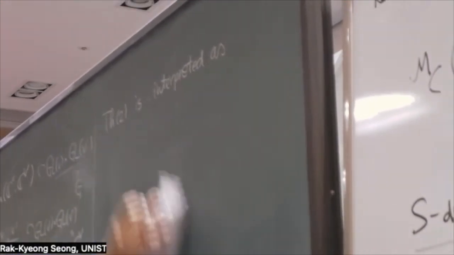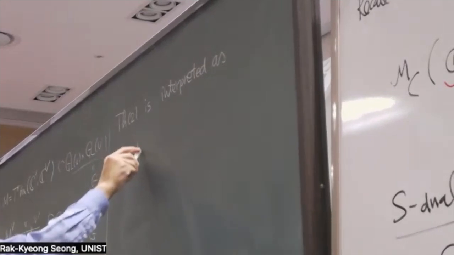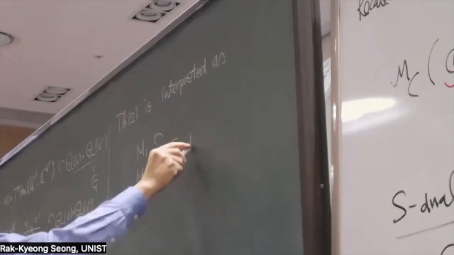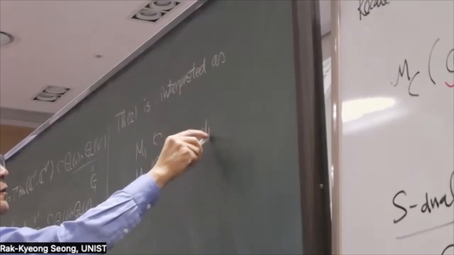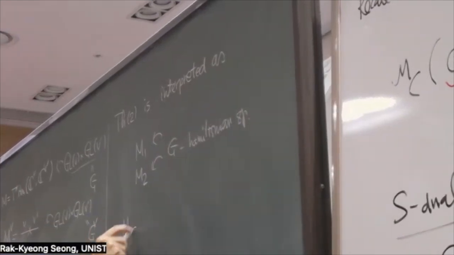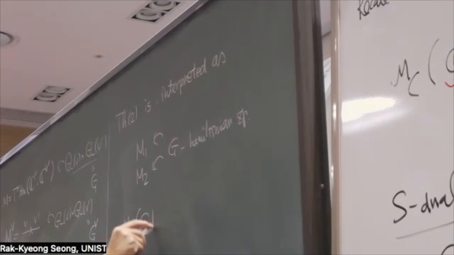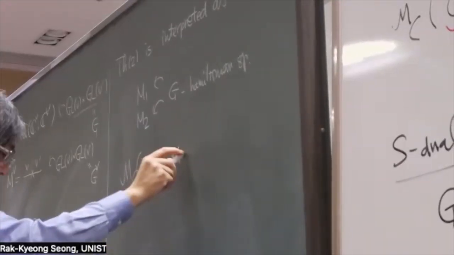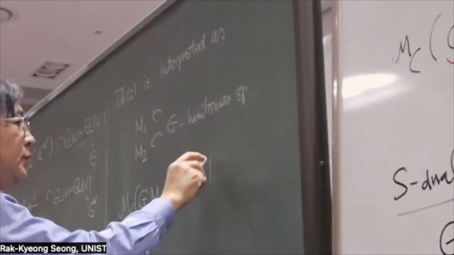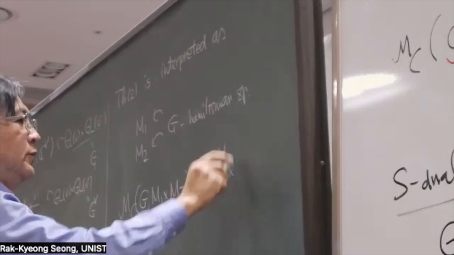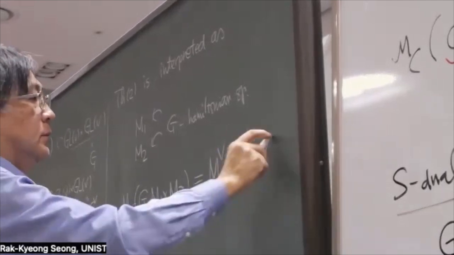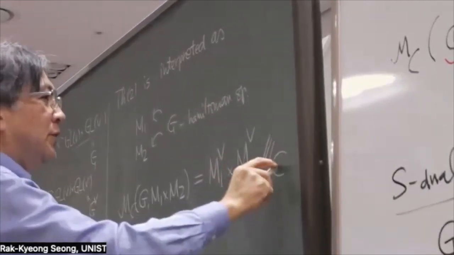So if you have M1 and M2, Hamiltonian G spaces, then the Coulomb branch of G of M1 plus M2... if you first compute this M1 check, and then M2 check.